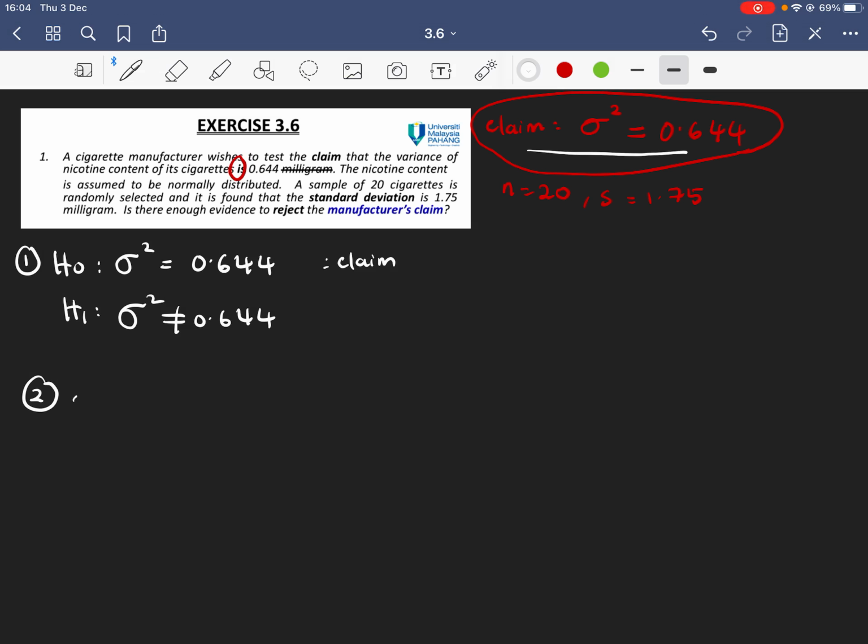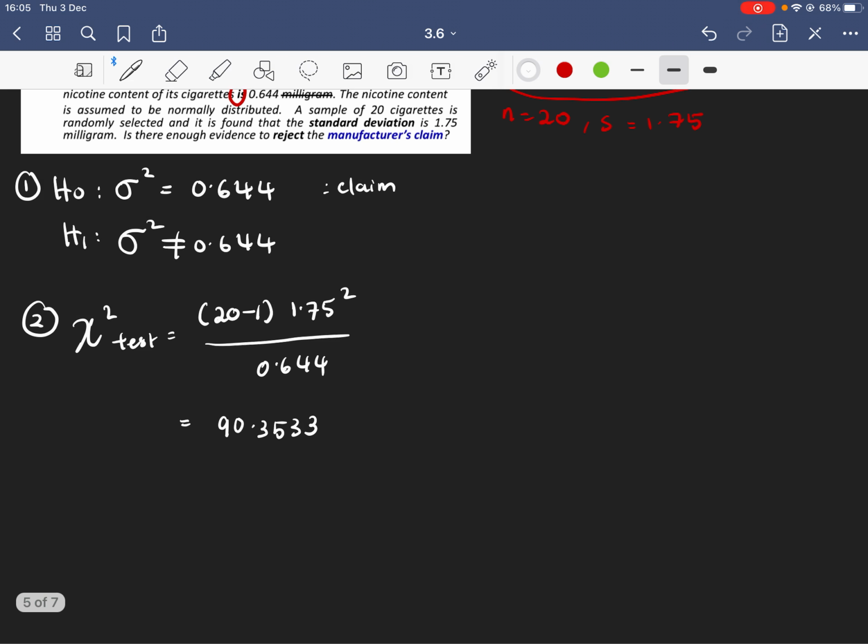Okay, step number 2, the chi-square test equals n minus 1, n is 20. 20 minus 1 times s square, 1.75 square, divided by sigma square naught, 0.644. Okay, put it into your calculator, you will get the chi-square test equals 90.3533. Okay, step number 3, one tail or two tail? This is a two tail.